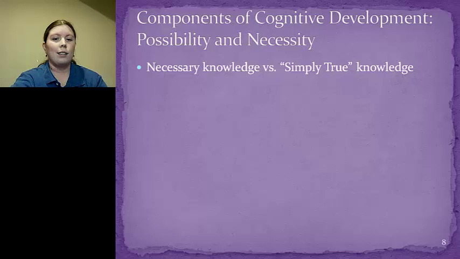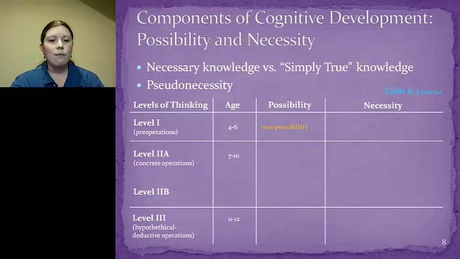During level 1, children cannot distinguish between necessity, possibility, and reality. The child thinks that there's only one solution, which is called pseudo-necessity. For example, when shown one side of a cube with the color blue, the child thinks all sides are blue. The other choices are not noticed, so the one they came up with must be true.